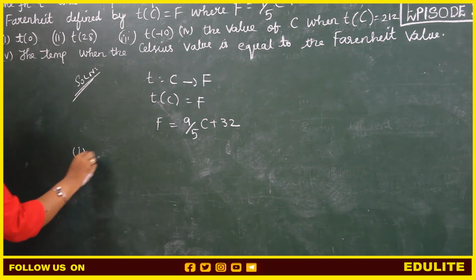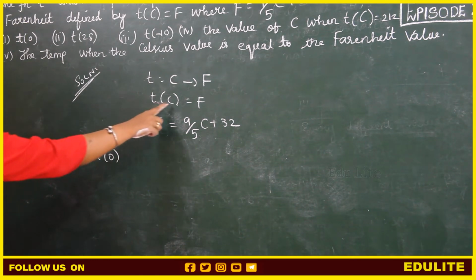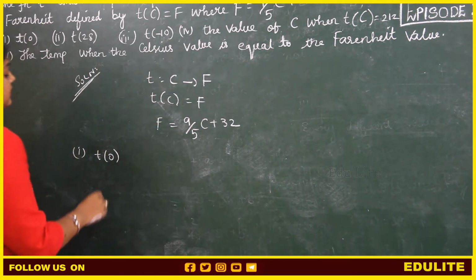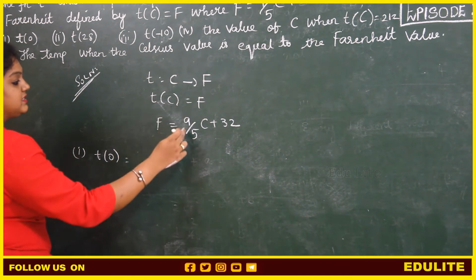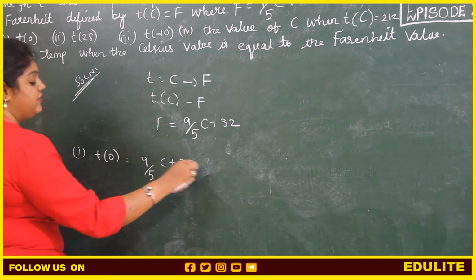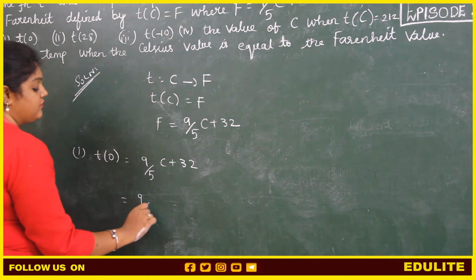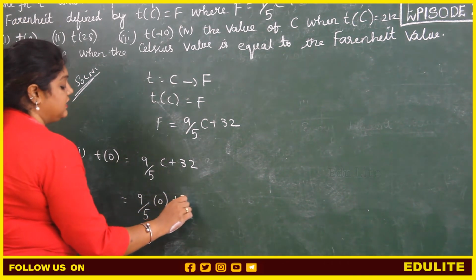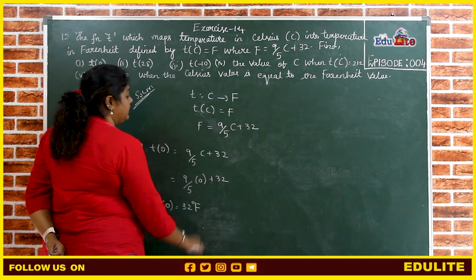The first option is given as T of 0. What is meant by T of 0? The value of C is 0, we will find. So, T of 0 equals F. F value is nothing but 9/5 C plus 32. We have to substitute the value of C as 0. So, 9/5 into 0 plus 32. Therefore, T of 0 equals 32 degrees Fahrenheit.